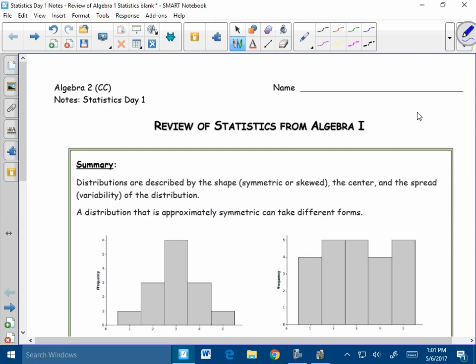We'll be doing some work with the calculator a little bit later, so you should grab your calculator and have it handy for when we get to that part.